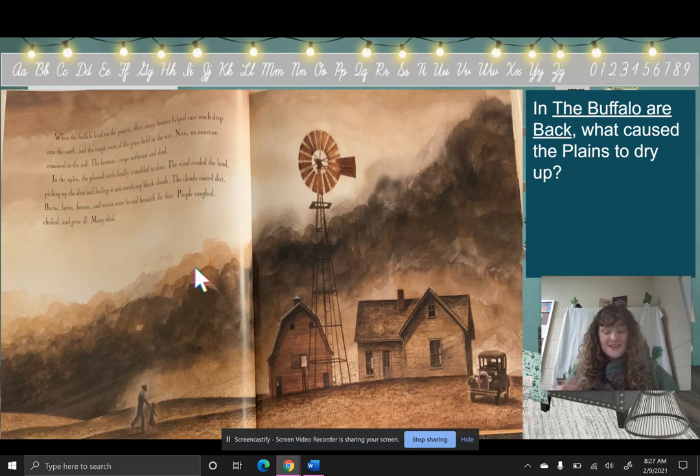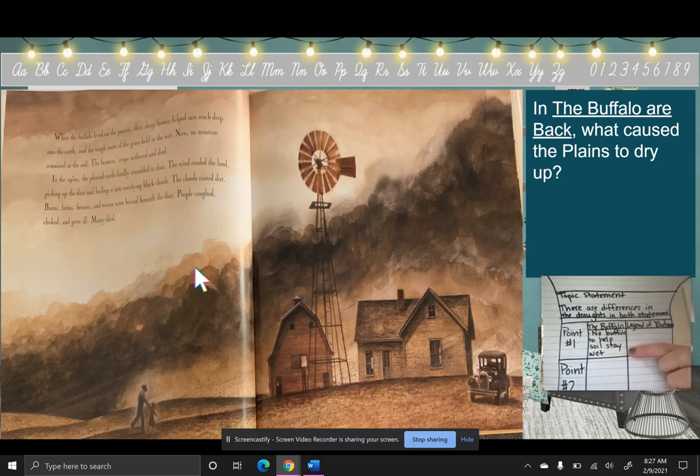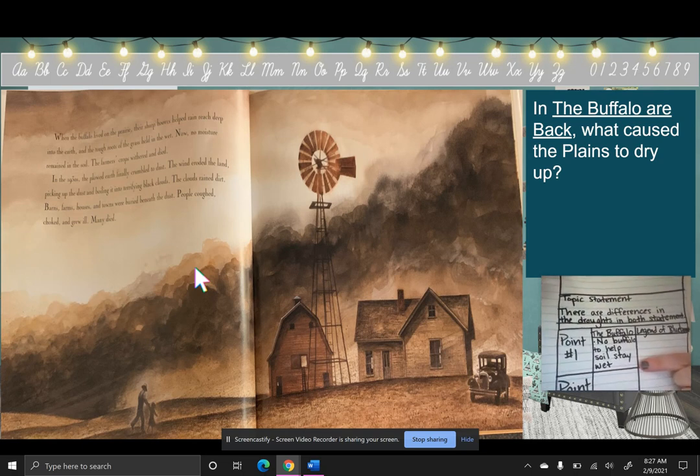All right. So what was missing that kept the plains from growing? What hurt the farmlands? What was missing? The buffalo, right? When they were on the prairie, their sharp hooves reached deep into the earth to help rain get down. So what I said is there were no buffalo to help soil stay wet. So that is why the plains were dry.